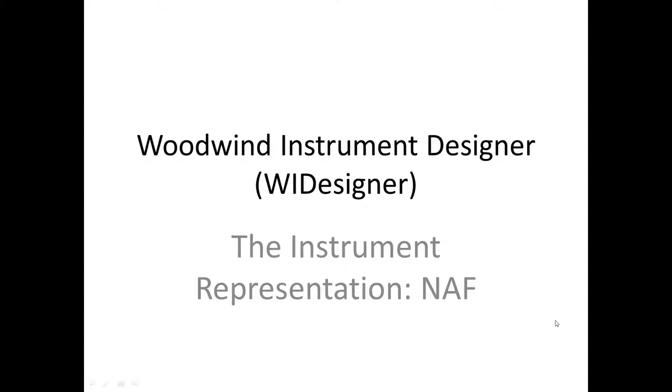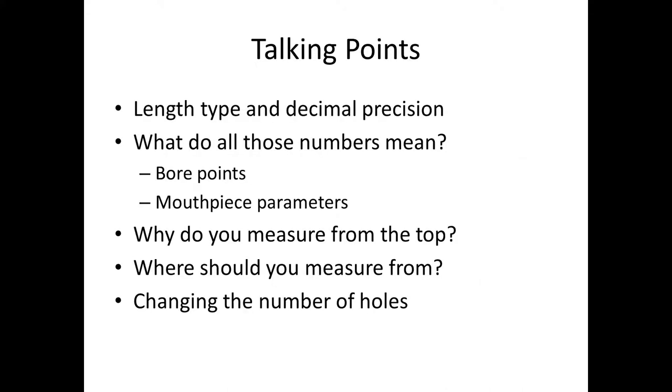Today we're going to talk about the instrument representation used by the program. We'll talk about length, type, and decimal precision. What do all the numbers mean? Why did we decide to measure from the top of the flute rather than from the bottom? And exactly where you should measure from, and a couple of scenarios, changing the bore profile, changing the number of holes. So let's get started.